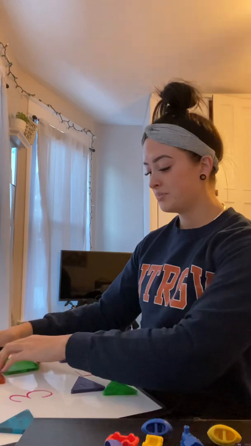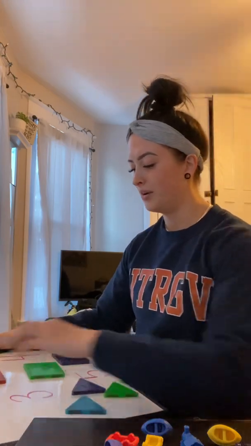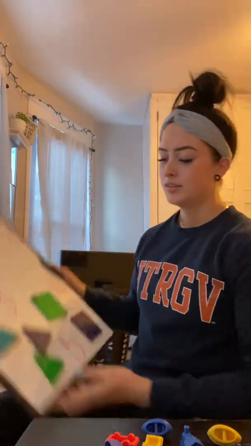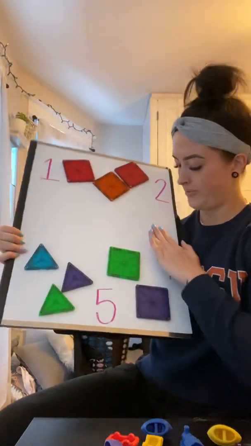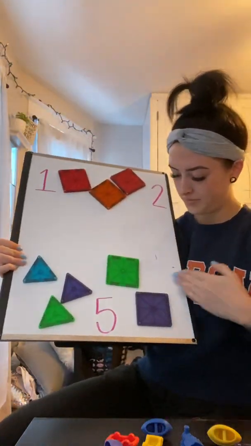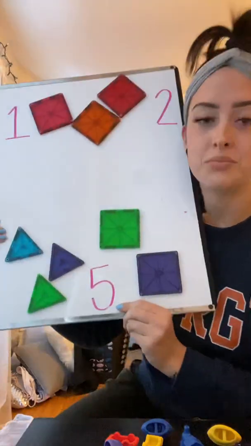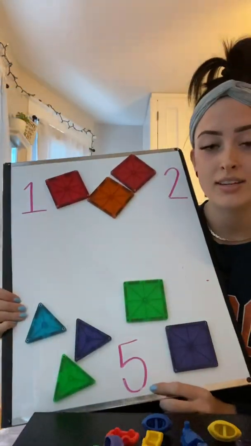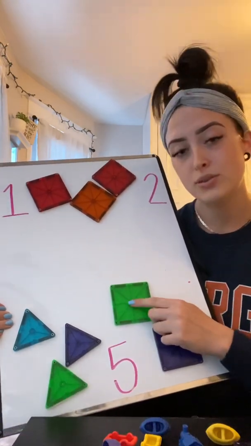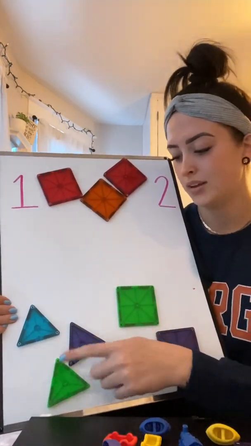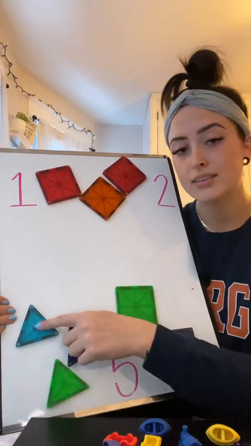So now we're going to be mixing shapes all up. So all the way down by the number 5. Here it is. Here's the number 5. Let's go ahead and count them. We have 1, we have 2, 3, 4, and 5.